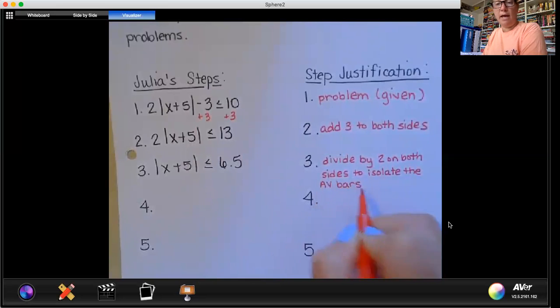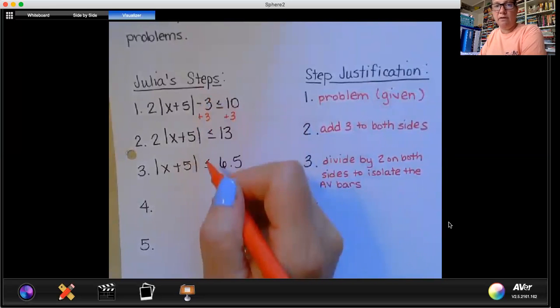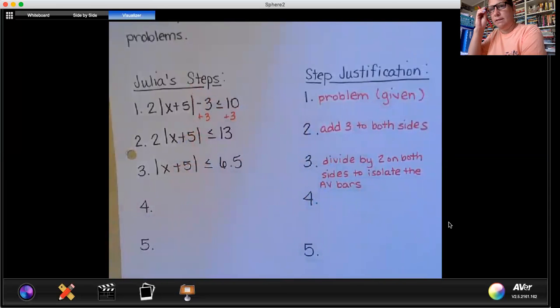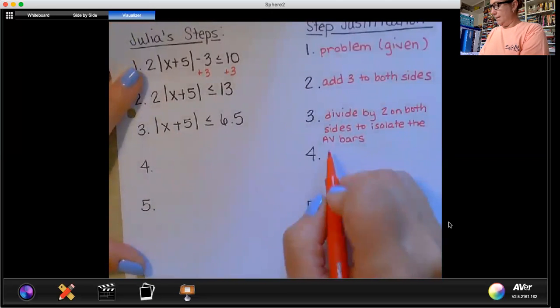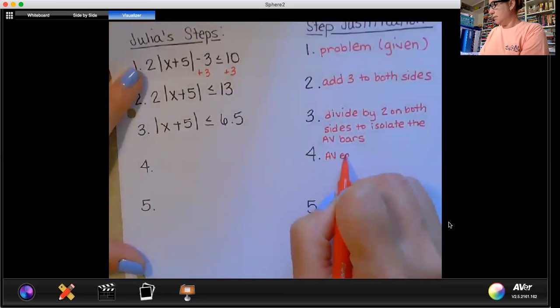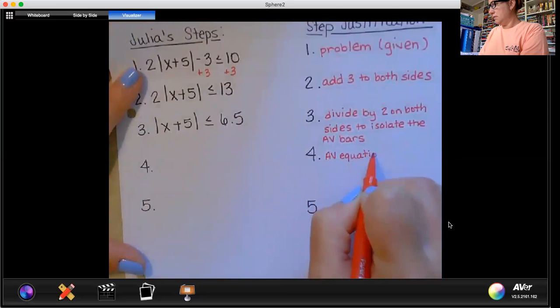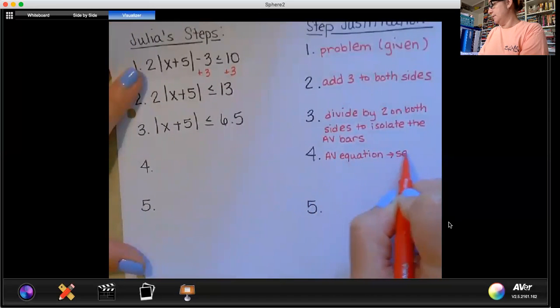Now, on a step justification, it's not about shortcuts, because what you're doing in a step justification is proving that you know how to solve the problem and what's going on from one step to the next. So what happens in step number 4? The bars are isolated. So we're ready to take the absolute value equation and set it up 2 ways.